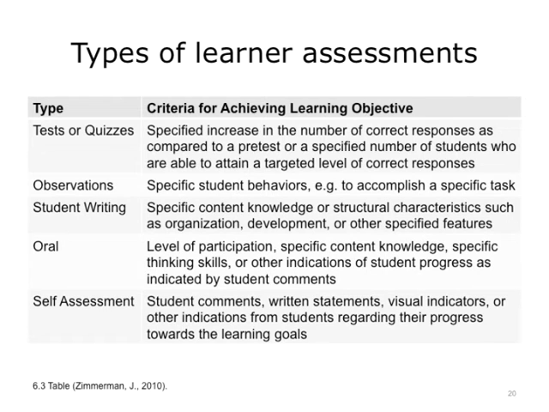Student writing. Criteria may include specific content knowledge or structural characteristics, such as organization, development, or other specified features. Student talking. The criteria may include the level of participation, specific content knowledge, specific thinking skills, or other indications of student progress as indicated by student comments. Self-assessment. You may ask students to assess their own learning as a form of assessment. Possible criteria would include student comments, written statements, visual indicators, or other indications from students regarding their progress towards the learning goals.